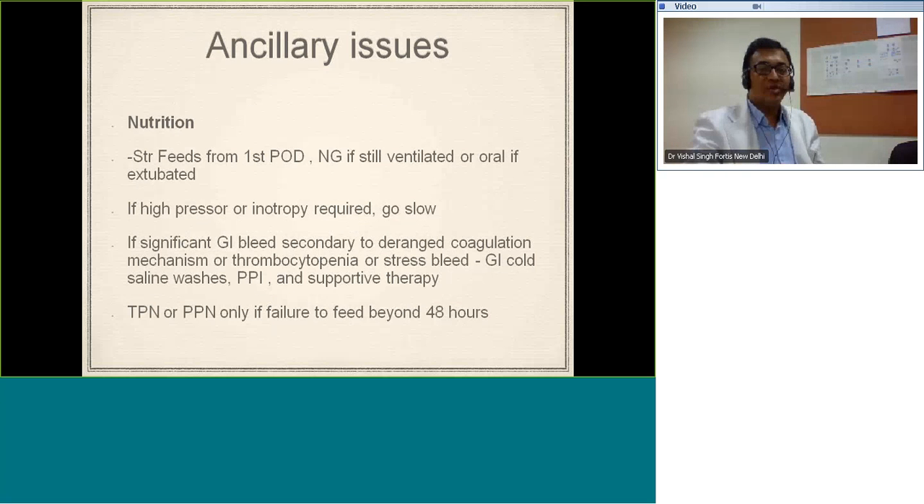Nutrition is extremely important, especially when we go into the territory of prolonged ventilation. Hence it's important to start feeds from the first POD. If the patient is still ventilated, you go with NG feeds, and later on you can always go to oral. If you have a situation of high pressure or inotropy required with prolonged ventilation, then always ensure that you go slow on feeding. Don't overdo the feeding in a patient on high pressor and inotropy doses. If there is significant GI bleed secondary to deranged coagulation mechanism, thrombocytopenia or stress bleed, use GI cold saline washes, PPI, and supportive therapy. And in such situations, as well as other situations where you fail to feed the child, you should do a TPN or a PPN depending on your unit protocol.